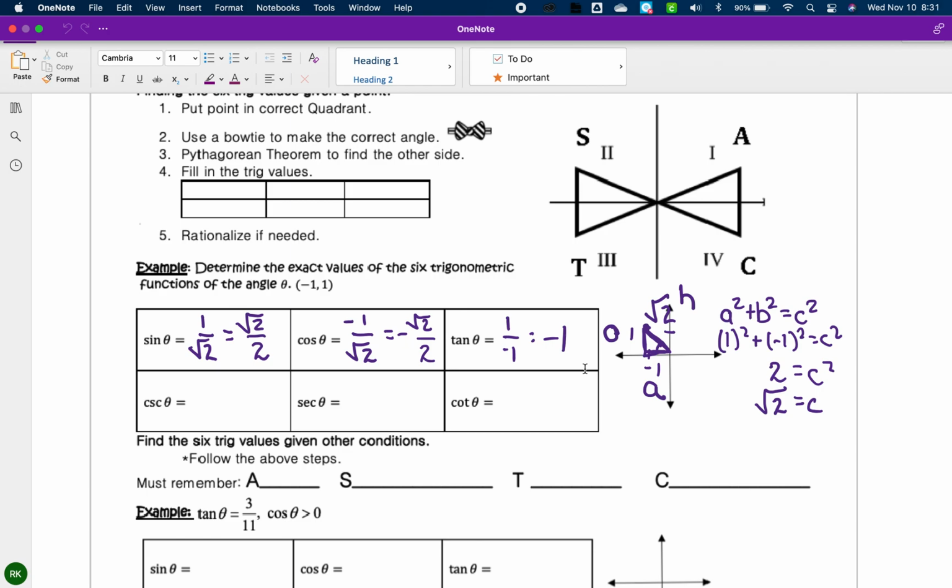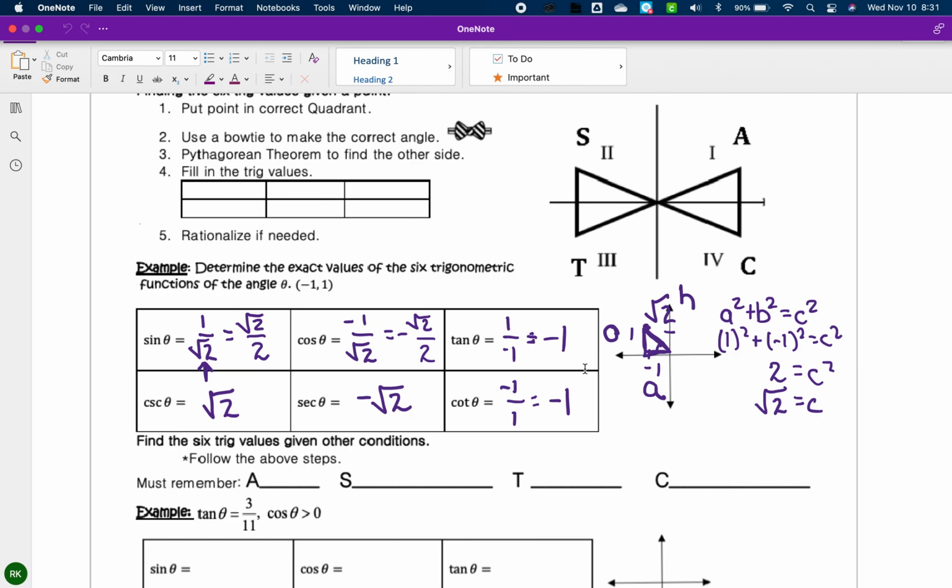All right, reciprocal time. So cosecant is the reciprocal of sine. I could do the reciprocal of the second one, but that's going to make me have to rationalize and do more work than I need. So I'm going to actually take the reciprocal of the first one and just get square root of 2. Same thing with secant, and then same thing with cotangent. So all of our prior knowledge really helps know what's going on right here.